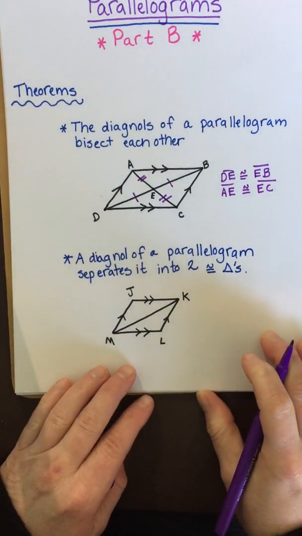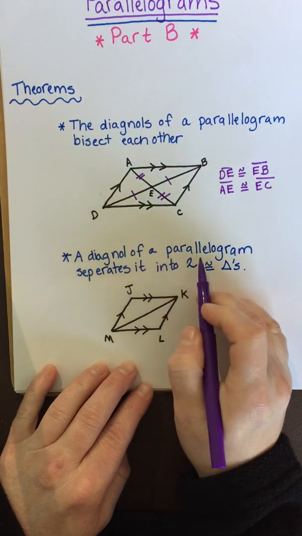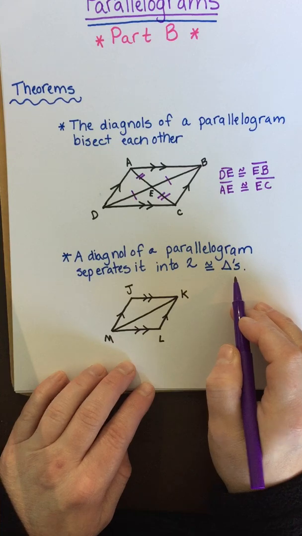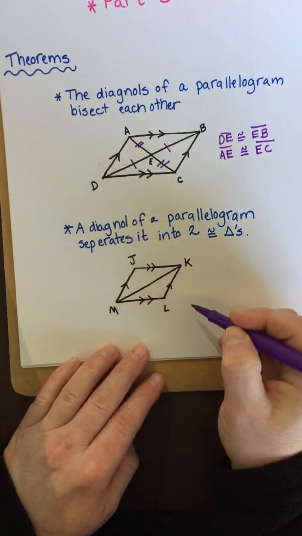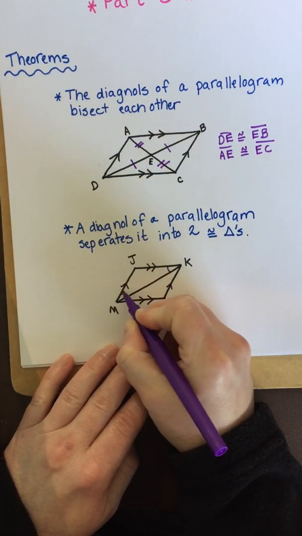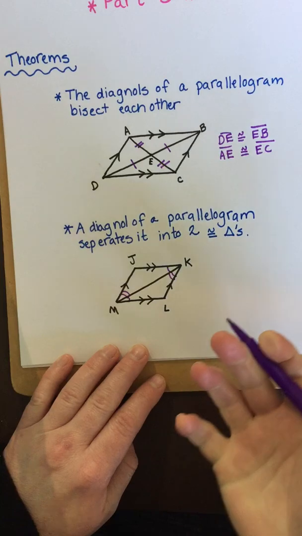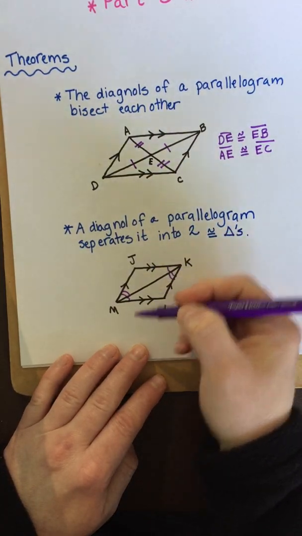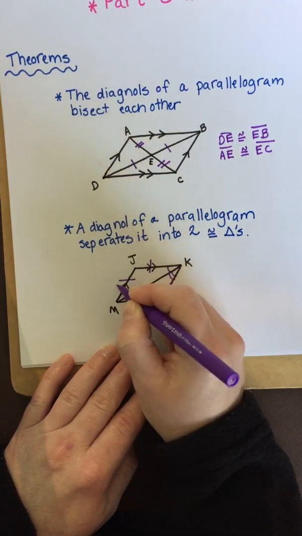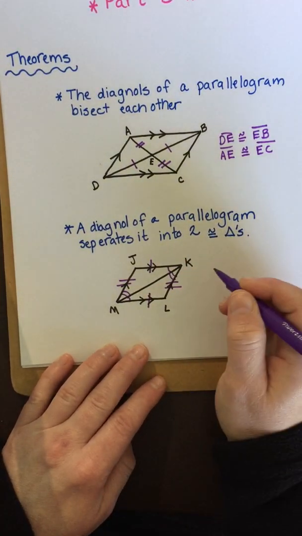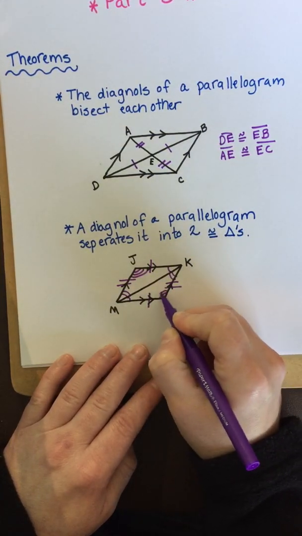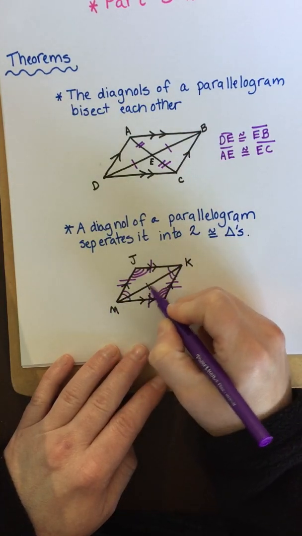All right, the next theorem states that a diagonal of a parallelogram separates it into two congruent triangles. You guys remember, if these lines are parallel, we have alternate interior angles that are congruent. We also learned that opposite sides of a parallelogram are congruent. So this side is congruent to this side, and this side is congruent to this side. We also learned that opposite angles are congruent. So this angle would be congruent to this angle, and then it shares this side, right?